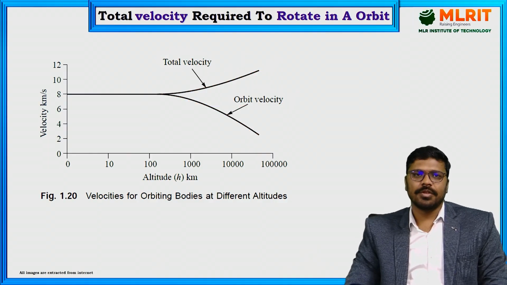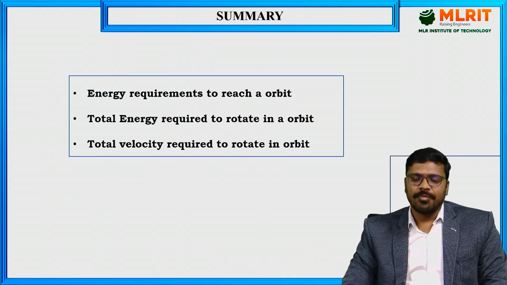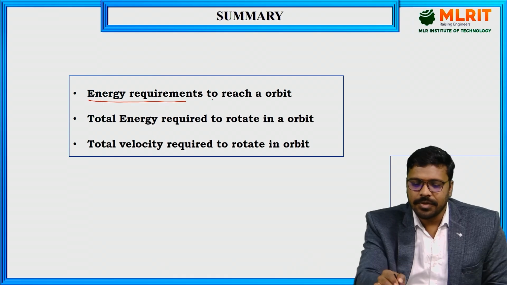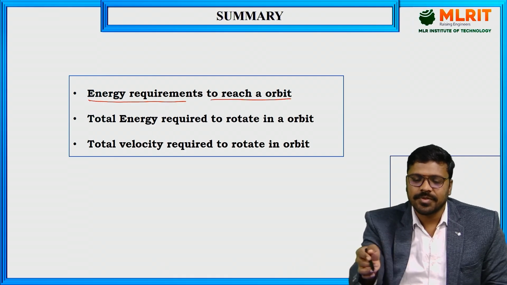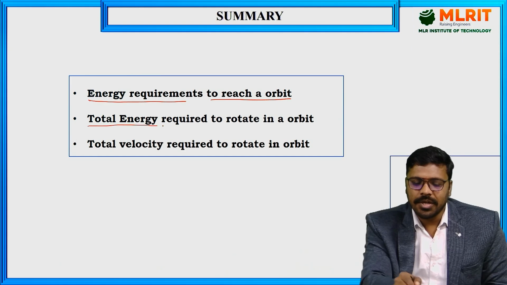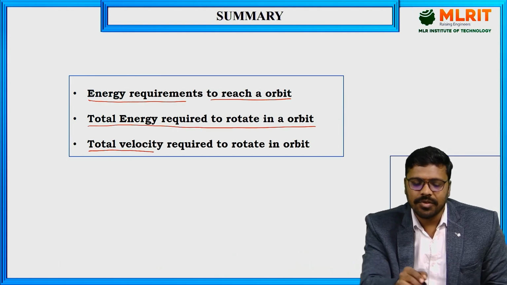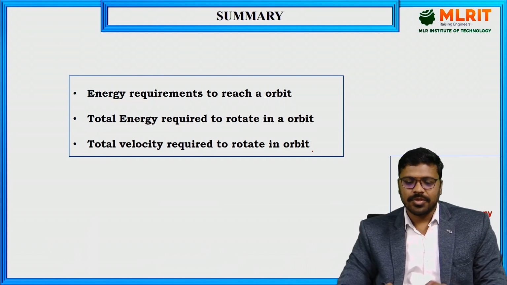So this is about the topic, energy required to reach an orbit. Coming to the summary of today's topic, we have gone through the energy requirements to reach an orbit. So how much energy is required to send from Earth's surface to the orbit. After that, the total energy required to rotate in the orbit, and we have also gone through the total velocity required to rotate in the orbit. So these are the topics which we have covered today.